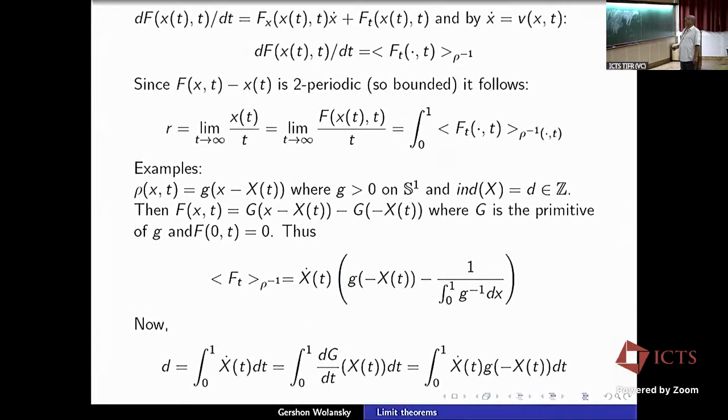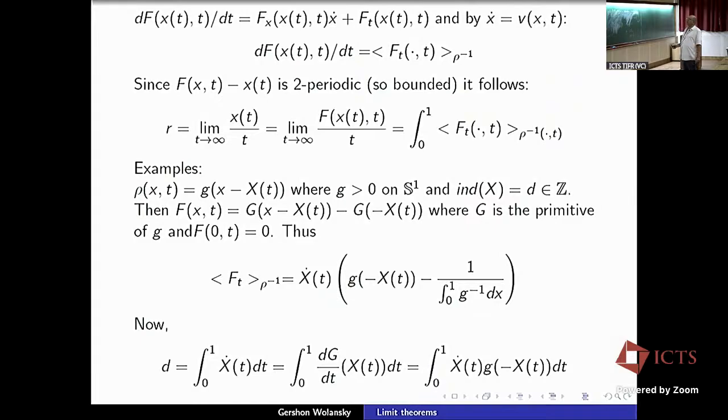So this is the complete derivative of the cumulation function with respect to t, the average with respect to rho minus one of the f dt. Now, the distance between f_t and the orbit of particle x_t is two-periodic. It has period one in time and one in x.